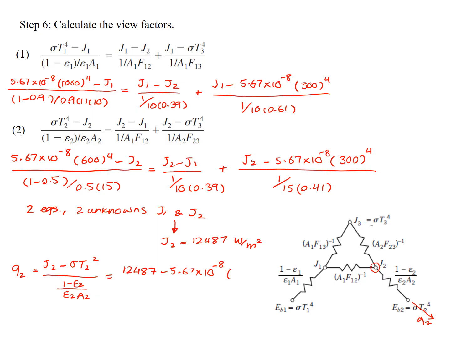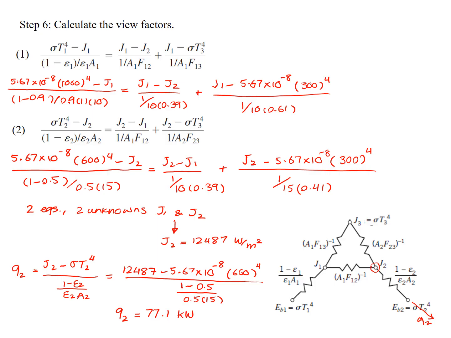And I'll multiply that by the temperature of my surface 2, which I have it available at 600. And, oh, whoops, this is to the power 4, by the way. So this is to the power 4. And then divide that by 1 minus emissivity of the second surface was 0.5. Divided by 0.5, and the area of the second surface was 15. This should give us Q2 equal to 77.1 kilowatts. And that's what we were looking for.